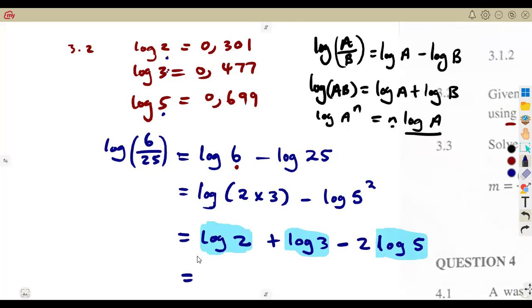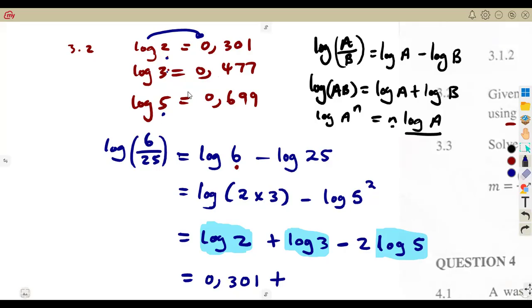In place of log 2, you place what is equivalent to that. Log 2 is equivalent to what? It is equivalent to 0.301 plus log 3. Log 3 is equal to what? You are given. That's why, because you are given what to use, you do not have any other way. You have to follow until you have what they are giving you.